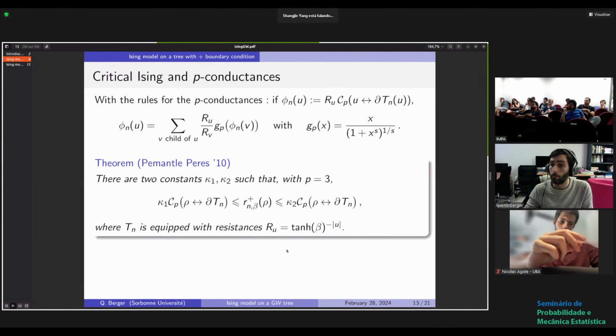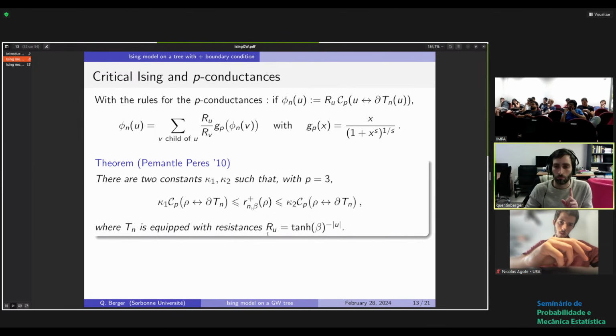Here, the resistance R_u, does it mean between u and its children? Yeah, between u and its ancestor. Sorry, I went too fast on that. Here it's true that I indexed the resistance by a vertex, and this is a convenient way to talk about the resistance below u. So it's between u and its mother or its father. Okay.